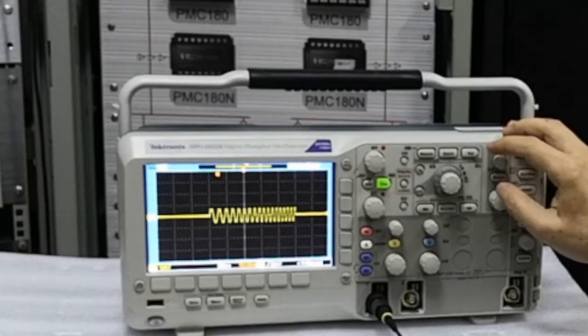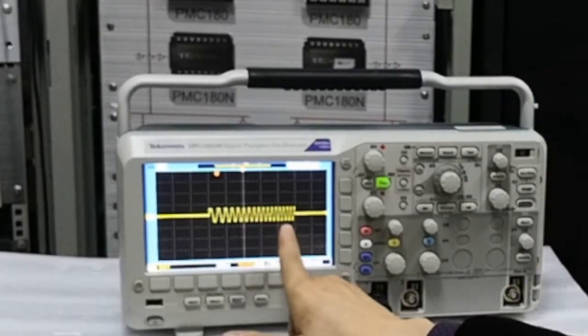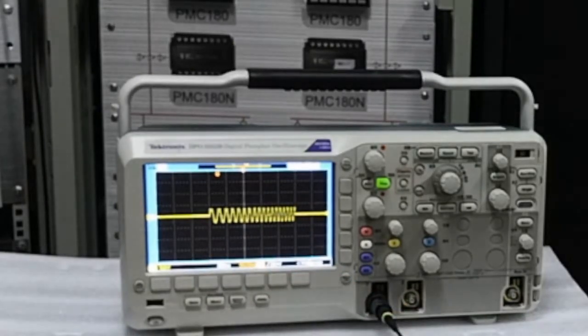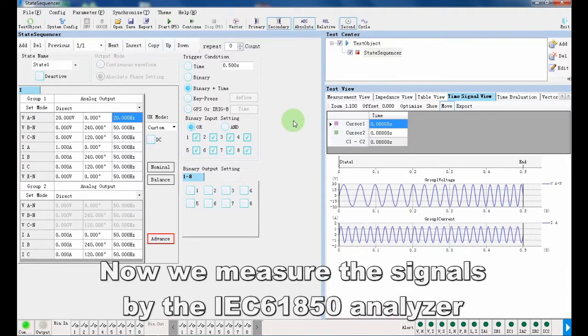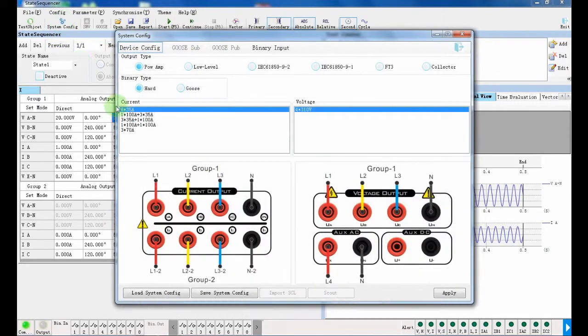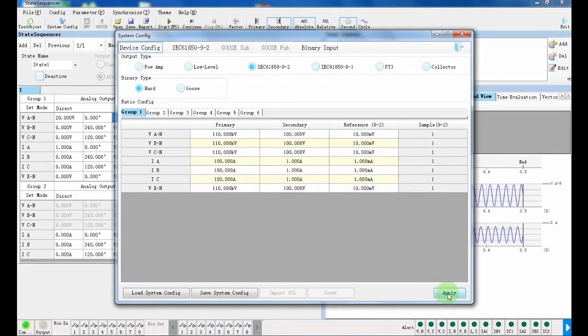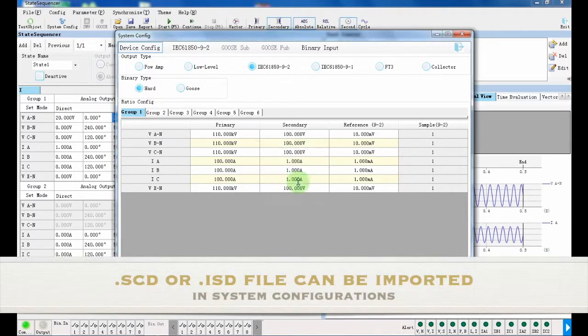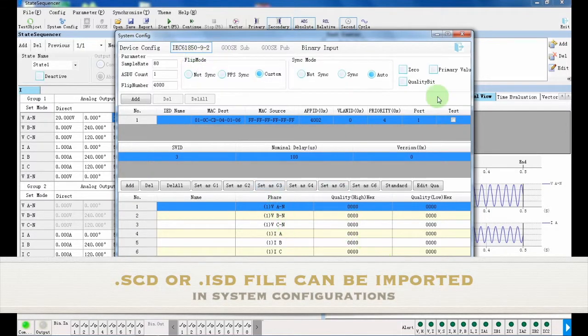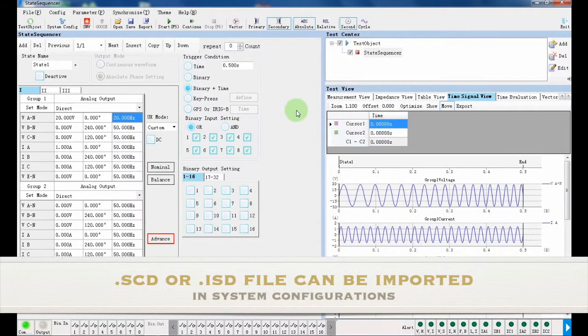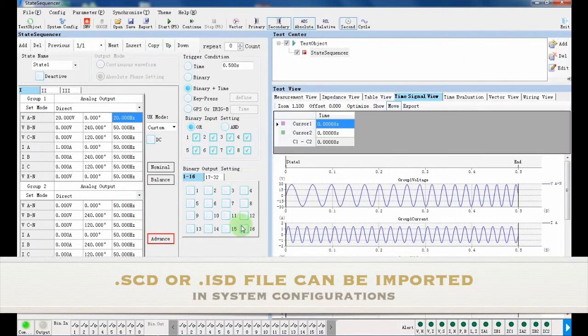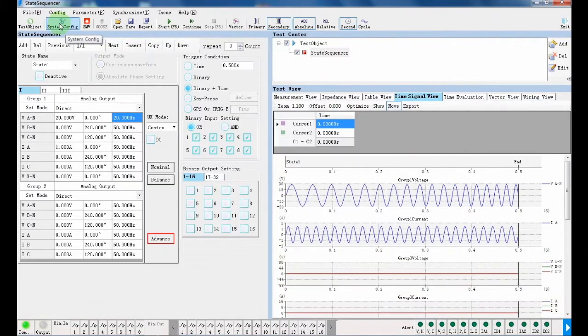Now, we will simulate the same waveform using sampled value generator of K3163i and later observe them in sampled value analyzer. Let's enter in the system configurations and select IEC61850-9-2. Here in the system configuration, we can enter the existing .scd or .ist files of the power system and later export those settings into the relay test kit.